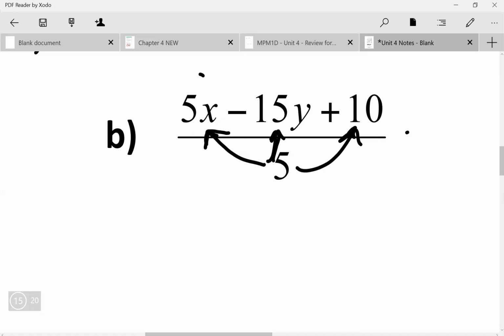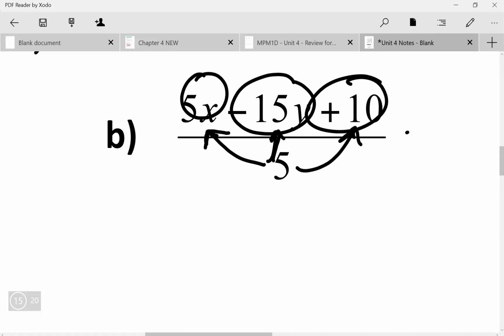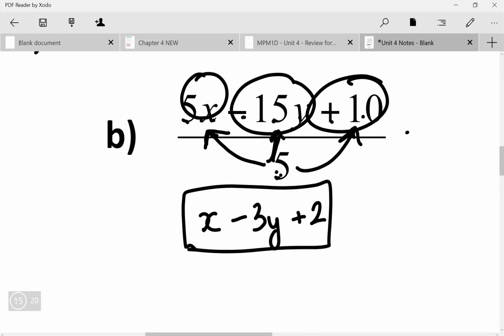But okay, each term, sorry, we're getting off topic. Each term in the numerator by the denominator. So 5x divided by 5 is x, minus 15y divided by 5, minus 3y, plus 10 divided by 5, plus 2. This is my final answer.